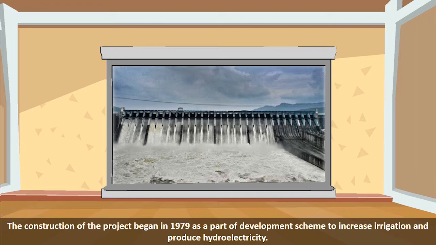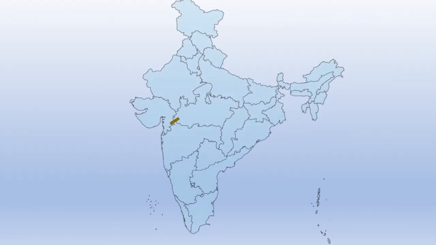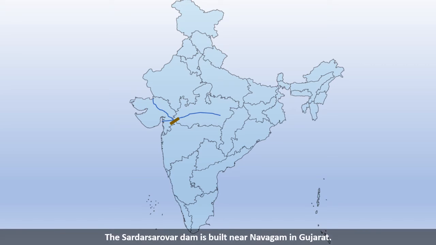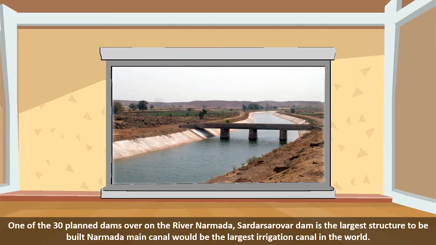So the Sardar Sarovar Dam, which spans Maharashtra, Madhya Pradesh, Gujarat and Rajasthan, is one of India's largest water supply projects. The project was started in 1979 as part of a development plan to improve irrigation and generate hydroelectricity. The Sardar Sarovar Dam is located near the Gujarat town of Navagam. Sardar Sarovar Dam, one of the 30 proposed dams on the Narmada River, is the biggest structure to be constructed. The Narmada main canal will be the world's largest irrigation canal.